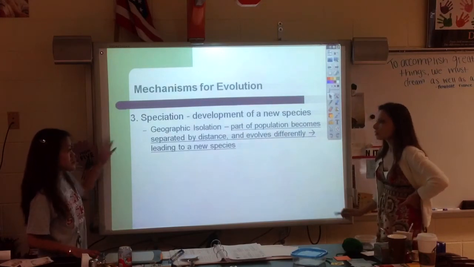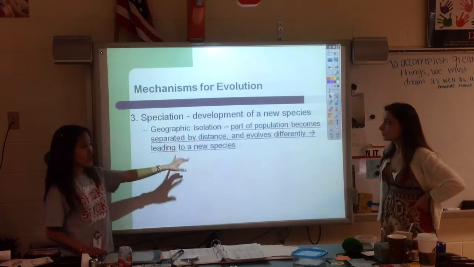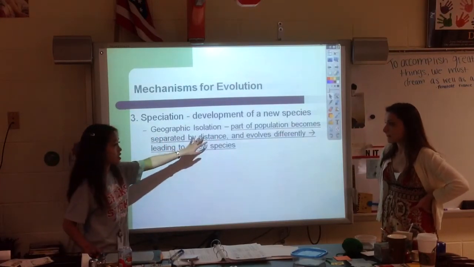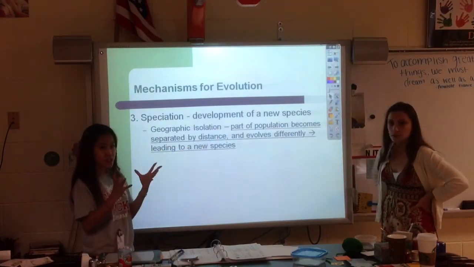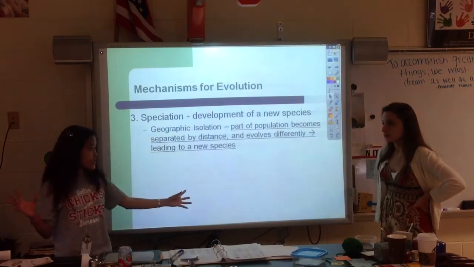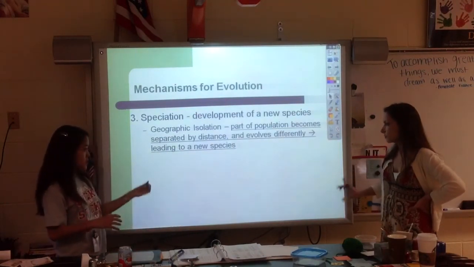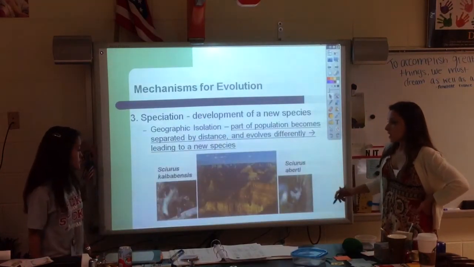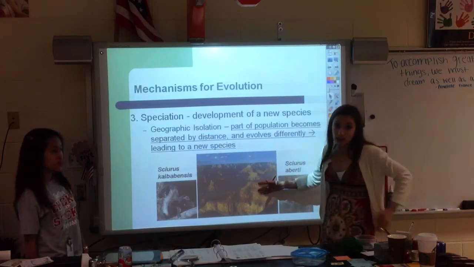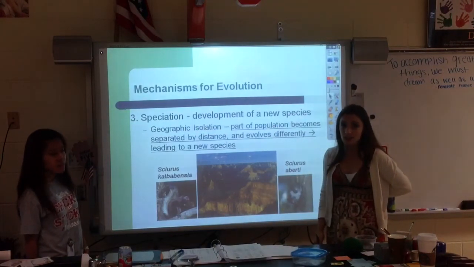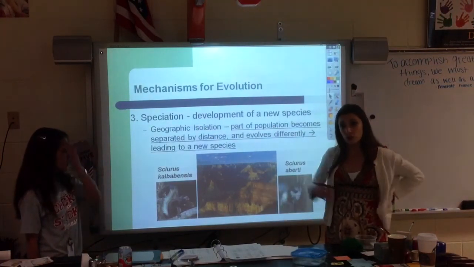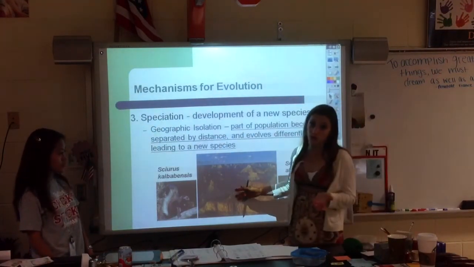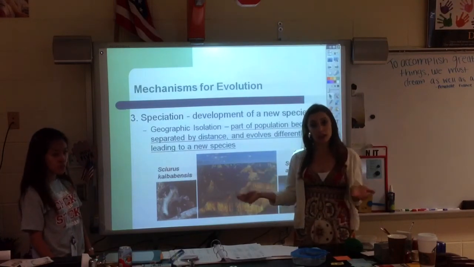The third mechanism is speciation, and this is the development of a new species. This can occur because of geographic isolation. This is where part of your population becomes separated by distance, and then the species or population will evolve differently, leading to the new species. And a really great example of this is the Grand Canyon. The Grand Canyon didn't always exist. It's actually a dried up river, so there was water rushing through, carving out the earth, and then eventually that river dried up and we were left with the Grand Canyon.